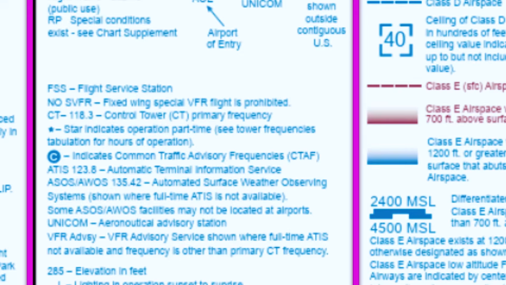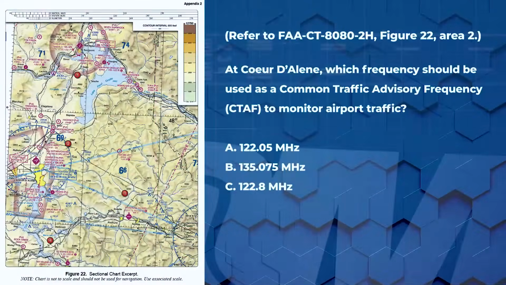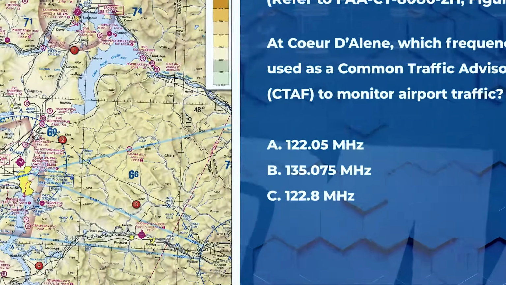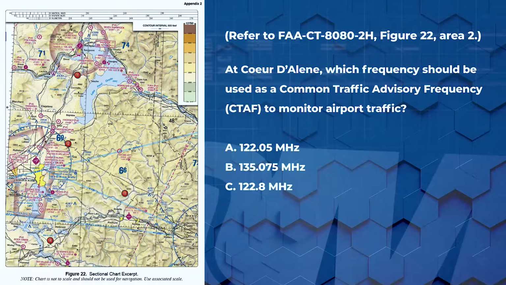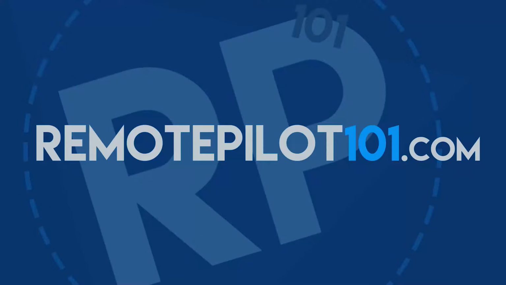Go back to figure 22. You'll see that same C with 122.8 printed near Coeur d'Alene. And that's your answer. The correct answer choice is C, 122.8 MHz.